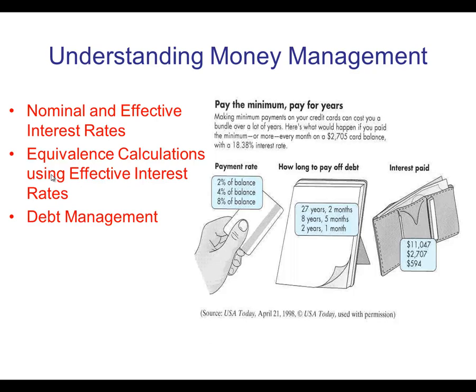The $2,705 was paid back more than 4 times, assuming that you will not add any balance to this card, you will not buy anything on that card. So we need to understand the language to be able to manage the money. Should we pay the minimum? Should we keep on paying for the next 27 years? What does nominal interest rate mean? What's the difference between nominal and effective interest rates? All these questions need to be answered to be able to understand the language.